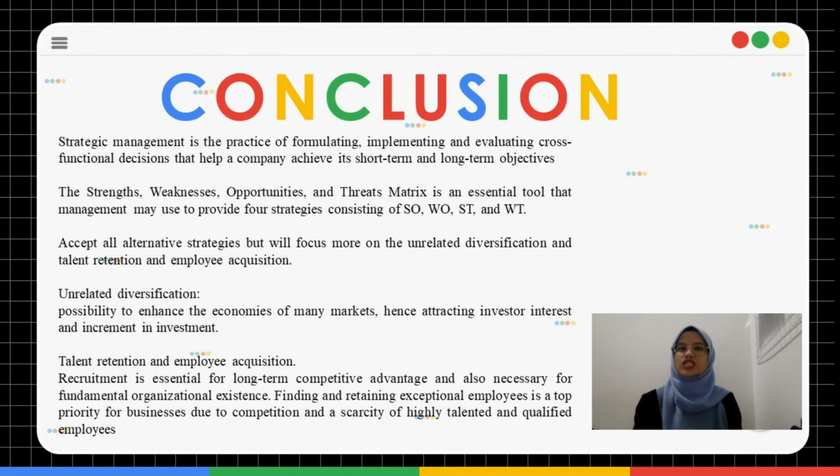Therefore, we can see that strategic management is the practice of formulating, implementing, and evaluating cross-functional decisions that can help a company to achieve its short-term and long-term objectives.